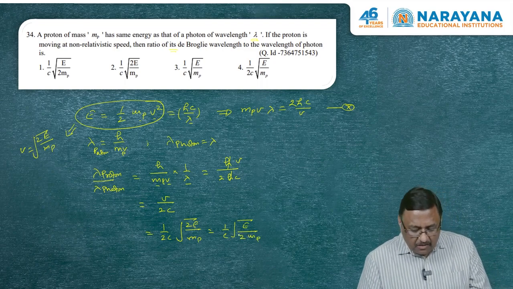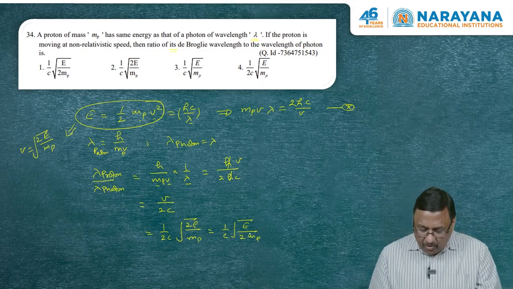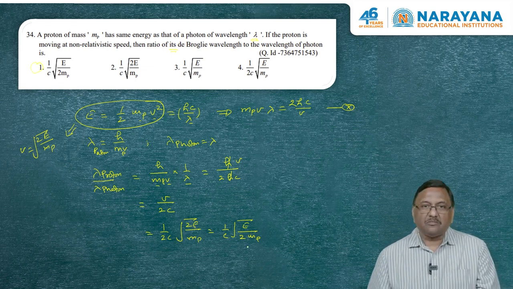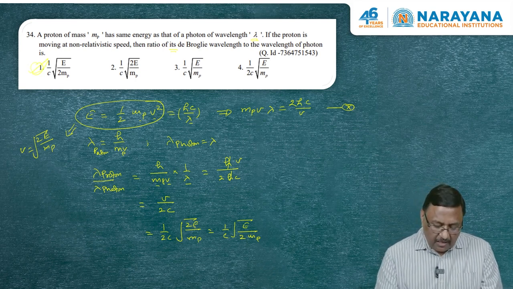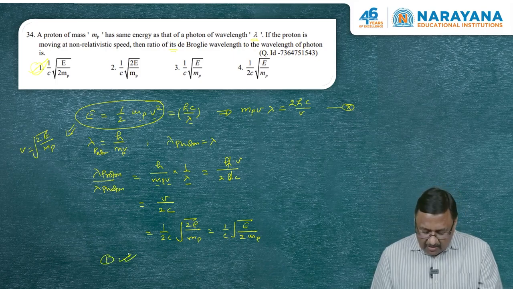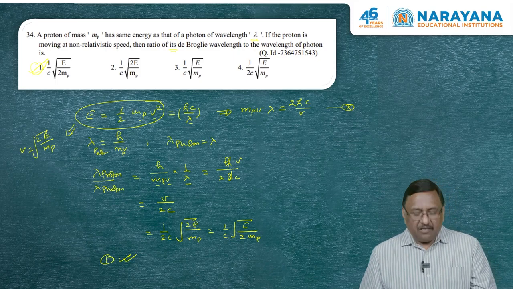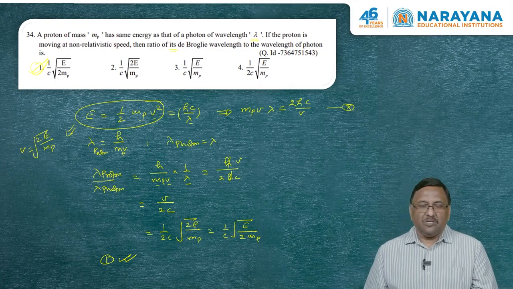With options available, you can cheat. It is going to be option number 1 here in this question. It is 1 upon c, the root of E upon 2 times the mass of the proton. That means option A is the right option. So 1 is the right option for this question. I hope this is also very easy and interesting for you to see how simple these questions are.